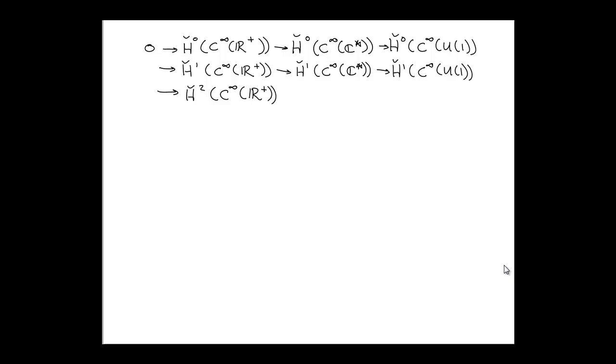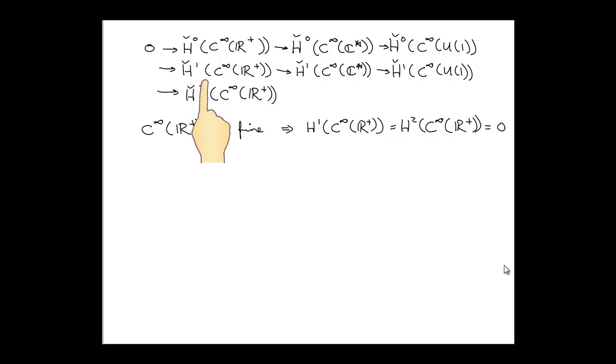Now, because this is an exact sequence, we then just need to remember that C infinity of R plus is actually a fine sheaf, which means that H1 of C infinity of R is equal to 0, and so is H2 of C infinity of R. Now, because those are 0, that means that we can immediately pick out from the exact sequence above that H1 of C infinity of C star is isomorphic to H1 of C infinity of U1. And that's what we wanted.